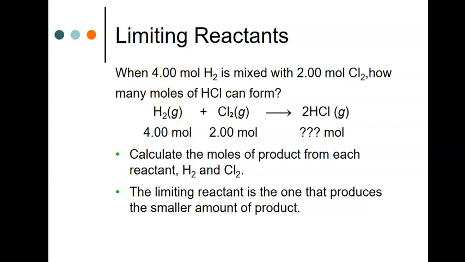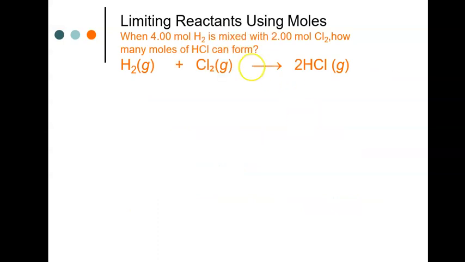So step 1, you use 4 moles of hydrogen to know how much HCl you are going to get. Step 2, you use 2 moles of chlorine again to see how much HCl you are going to produce. So the one that gives you the smaller amount will be your limiting reactant. So let's go back to the calculation side. Right, so just copy the question right here.